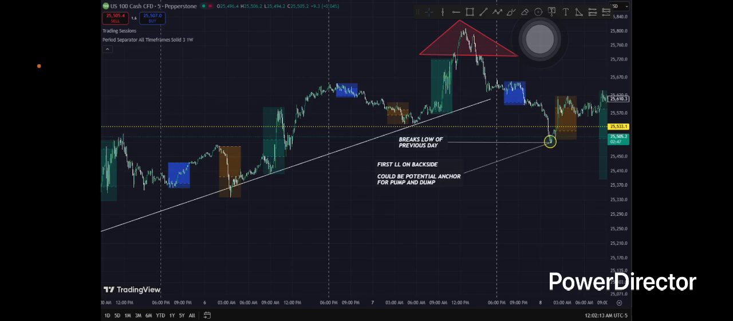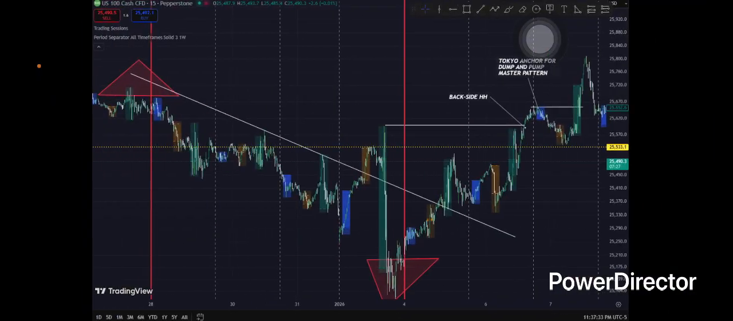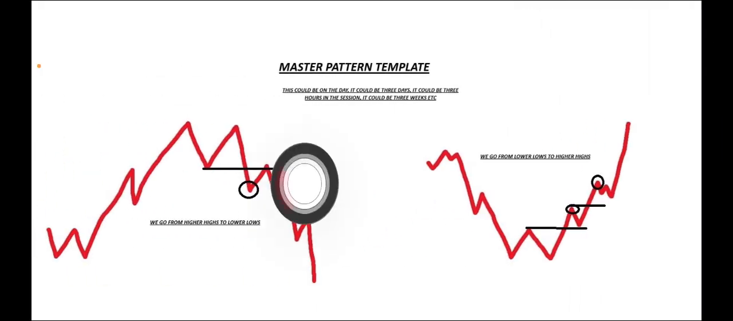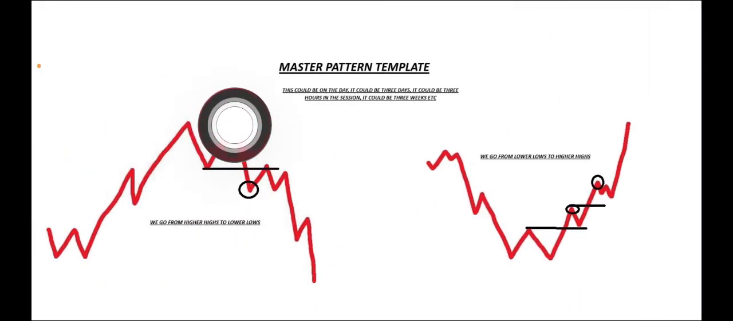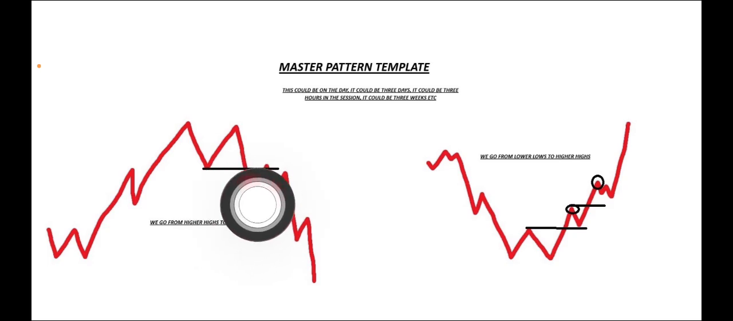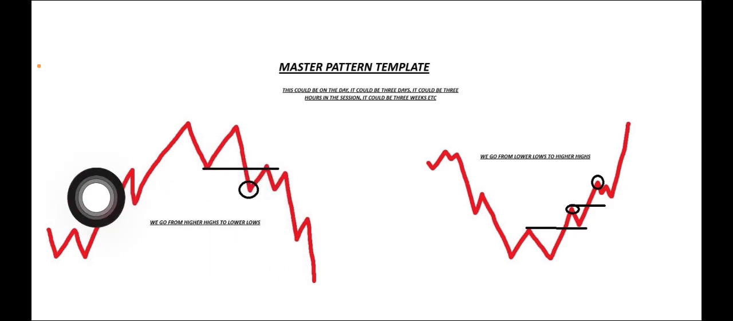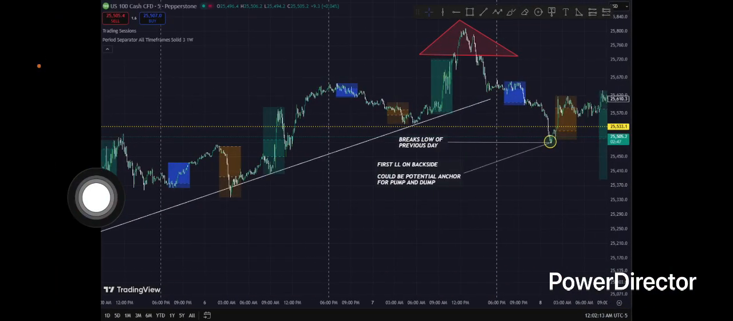Or we put in this lower low just before the London session. We call it a lower low because it took out the low of the previous day. That's our first lower low potentially on the back side of this market. So if you look at this master pattern template, we would be right here. That would be the very first lower low, alerting us to a potential shift from front side to back side.